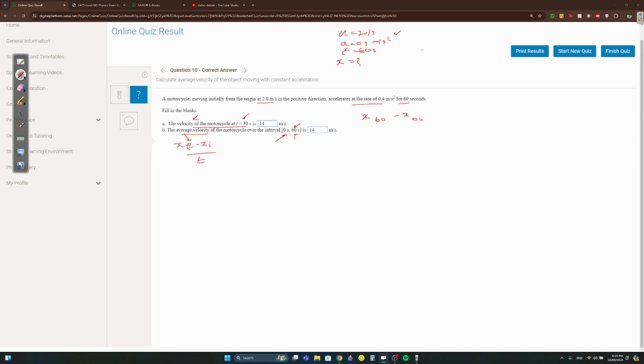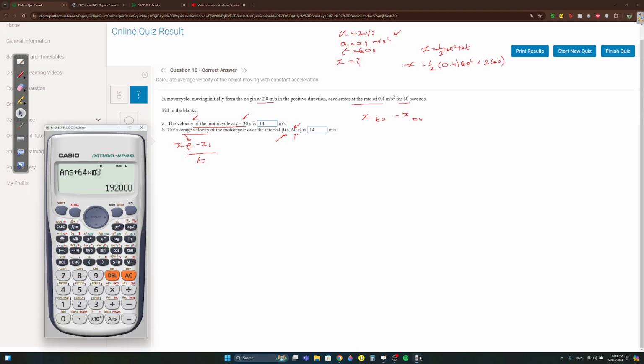We have a, t and u, so x equals half at squared plus ut plus x naught. We don't have x naught, that's why we don't care about it. Half times the acceleration 0.4 times the time squared, 60 squared, plus u, which is 2, times the time. 0.5 times 0.4 times 3600, that's 720, plus 120. So x at 60 is 840.